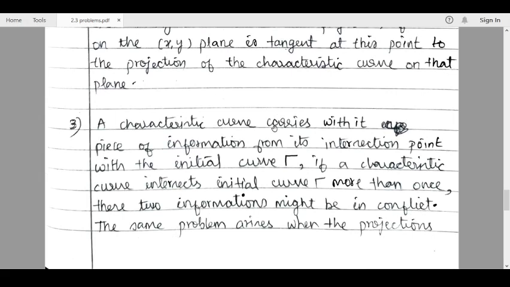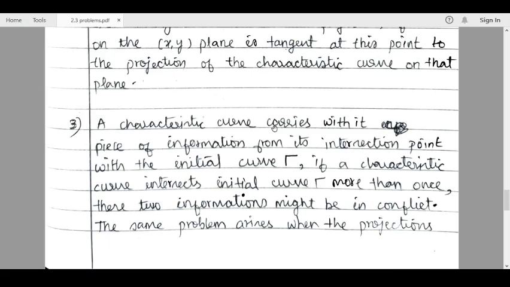And the third point is that when we are solving the characteristic equation, we get characteristic curves. Then we apply the initial condition. So the characteristic curve takes information from the initial curve. That is, the initial curve says that when t equal to 0, what is the value of x? When t equal to 0, what is the value of y? When t equal to 0, what is the value of u? So it takes information from the initial curve, that is the value at t equal to 0, and it propagates using that value.